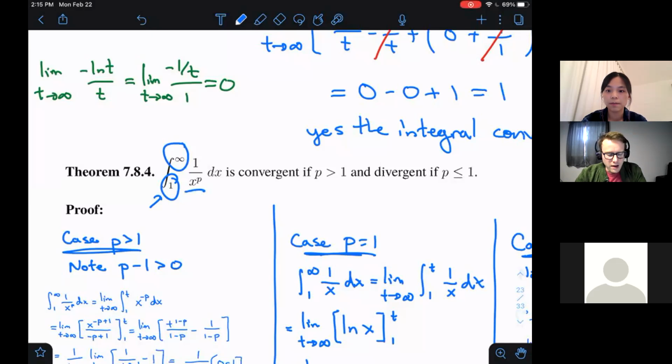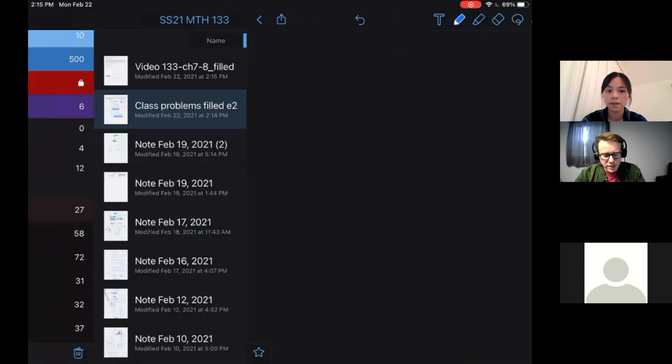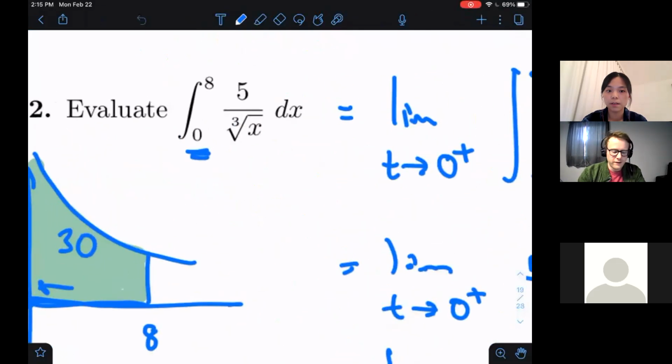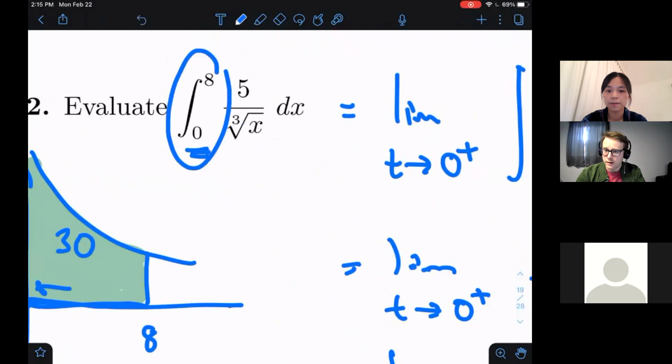However, our question was slightly different. Our question wasn't about going off to infinity. Notice that infinity wasn't involved in either of our limits. It was just from 0 to 8. And then you can make up a new theorem for that.